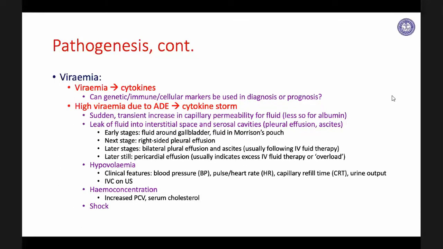Did you understand that part, the pathogenesis part? Do you want to ask any questions? Because when you understand this, you can know how to manage patients clinically.